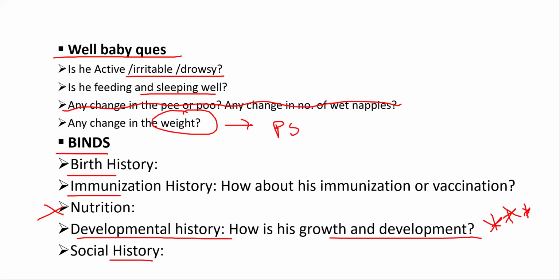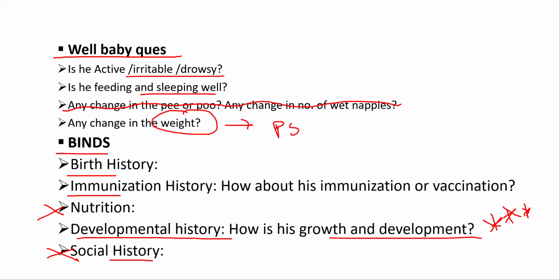And social history, mainly we ask who do you live with at home? Are you a happy family? Have you got enough support at home? That's to the parent. But again, for this vomiting cluster, it is not mandatory to ask. Just ask birth, immunization history, and development history.